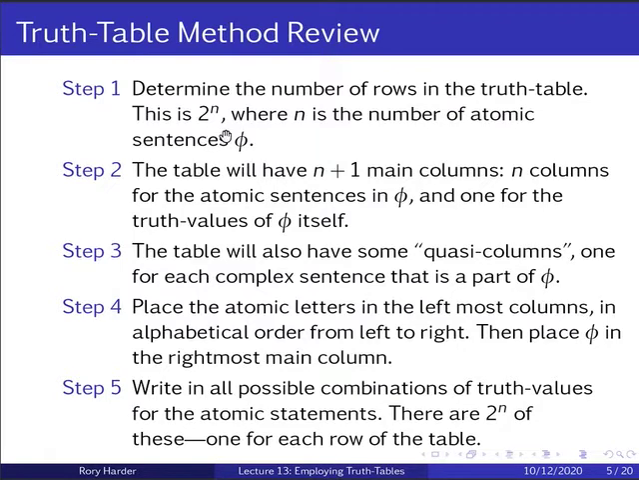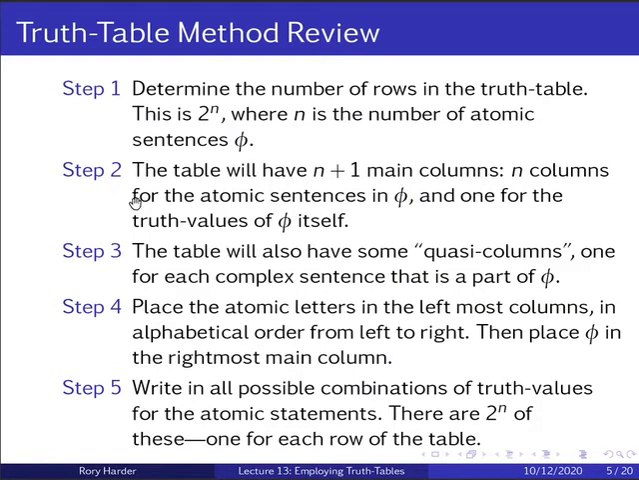The answer is that where n is a number of atomic sentences, there will be 2 to the power of n rows. So for instance, if there is one atomic sentence, consider the sentence P or not P, there's just one atomic sentence there, P. So the truth table for a sentence with one atomic sentence will have 2 rows. The row in which the atomic sentence is assigned true, and the row in which it's assigned false. Now, if there are 2 atomic sentences, then there will be 2 to the power of 2, which is 4 rows. If there's 3 atomic sentences, there will be 8 rows.